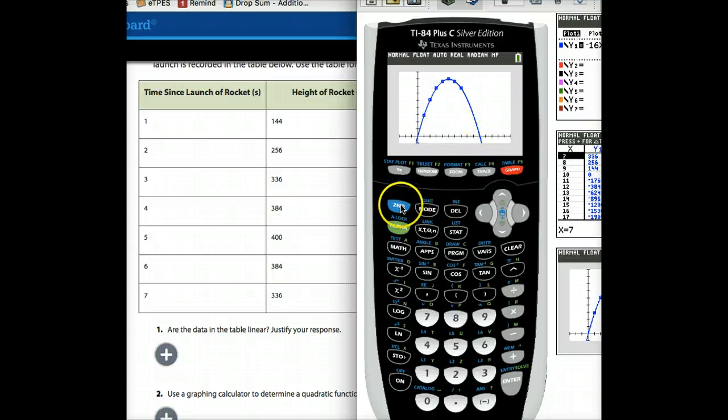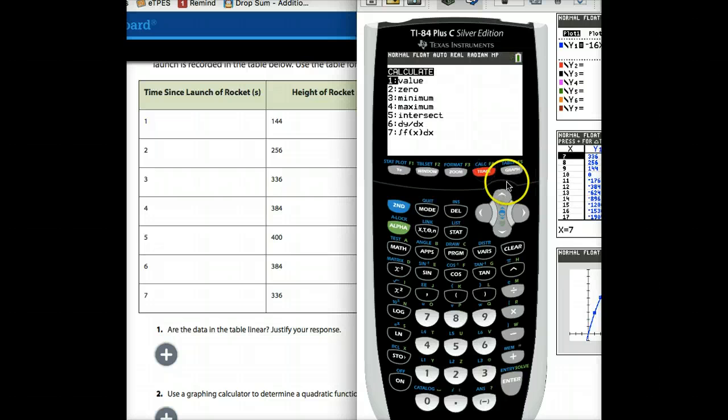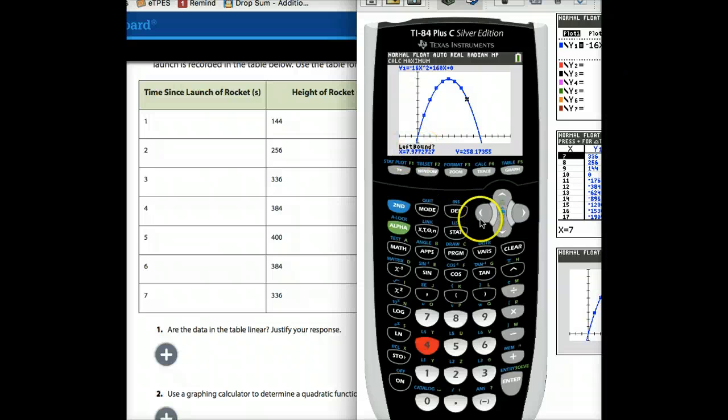So the maximum value of the graph. So I need to do that in my calculator. So second trace, maximum is choice 4. It says left bound again, so scroll to the left of that max. Press enter, then scroll to the right of the max. Press enter, and then press enter a third time to have it guess. And it says the max, x coordinate is 5, y coordinate is 400. So it asked for the max height, so that would be 400 feet.